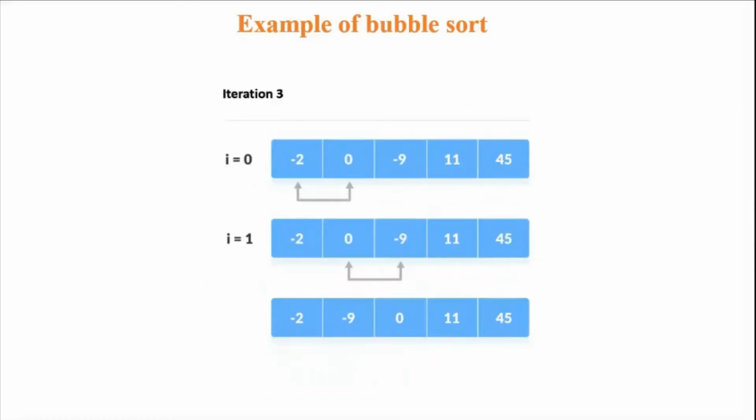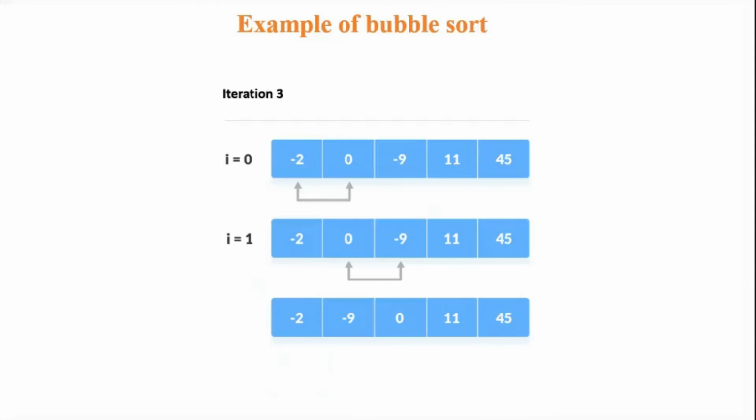So in iteration 3, again, we check -2 and 0, to see which one is the larger one. 0 is the larger one, so 0 stays there. Then in the next step we check 0 and -9. So 0 is the larger one, so we swap it.